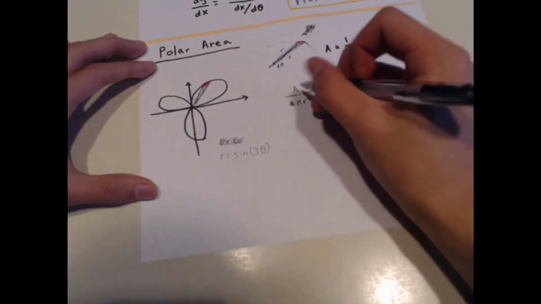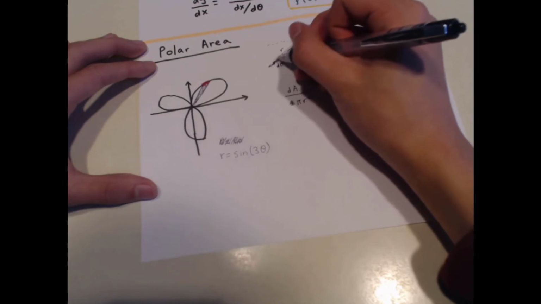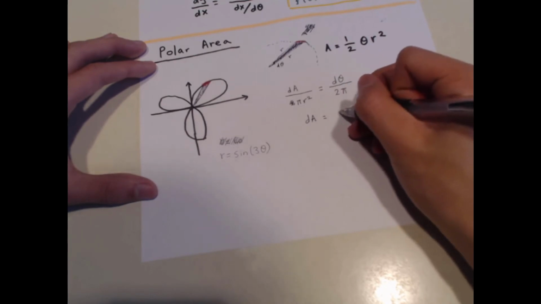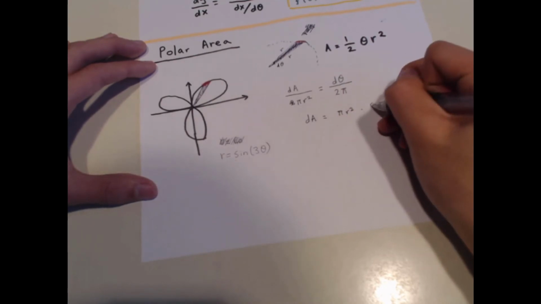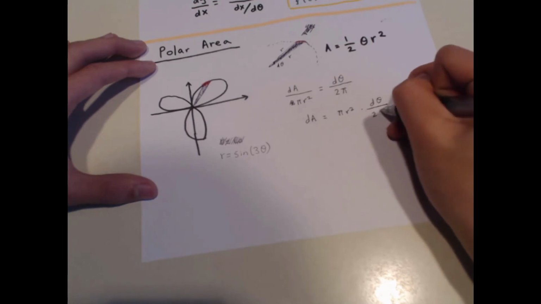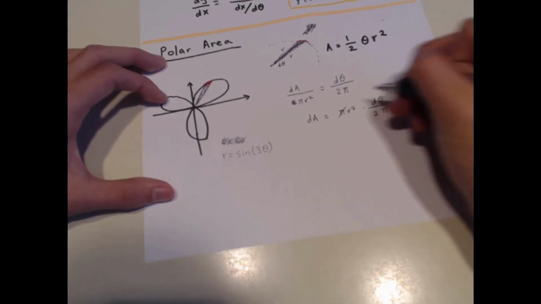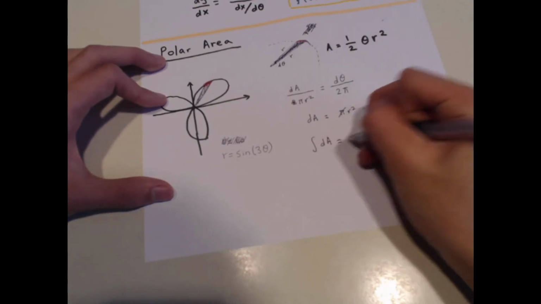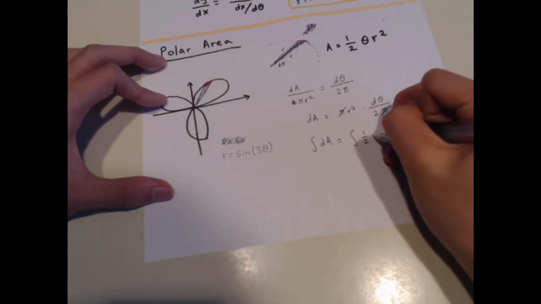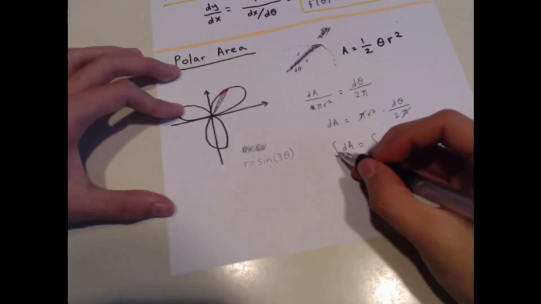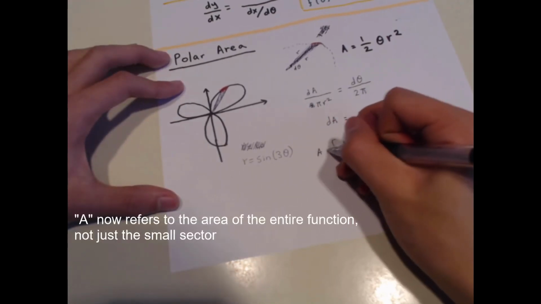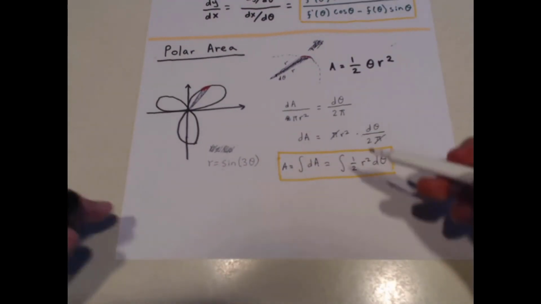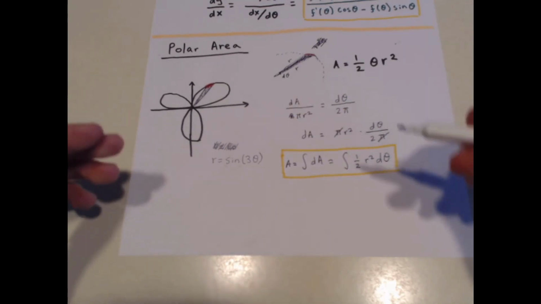So let's rearrange it. Now I realize that this should actually be d area because we're taking a very small area here. But in this case, d area is just going to be pi r squared times d theta over 2 pi. So you might notice something here. Pi cancels out. So if we were to integrate both sides, we get the integral of dA is equal to the integral of 1/2 r squared d theta. And then obviously the integral of dA is just going to be A. In reality, you're probably not going to have to prove this, but just knowing the conceptual way of how you get there, I find, can be very helpful.